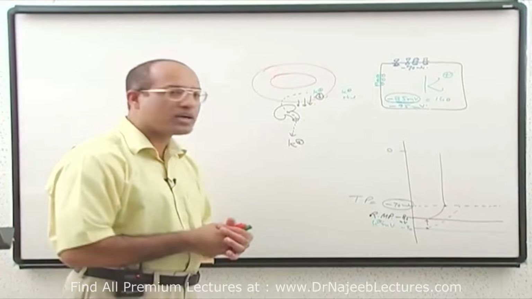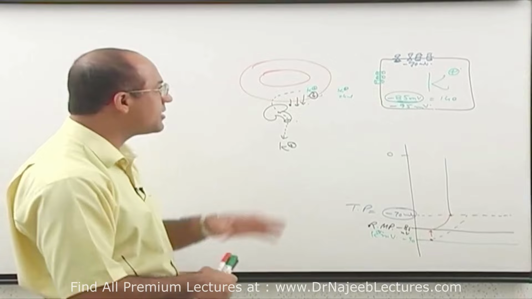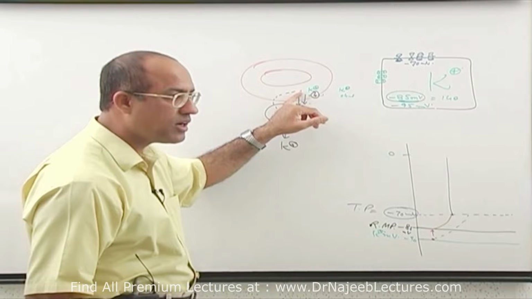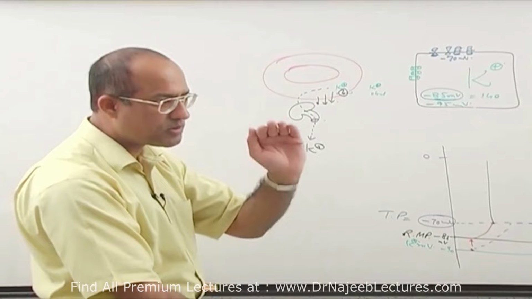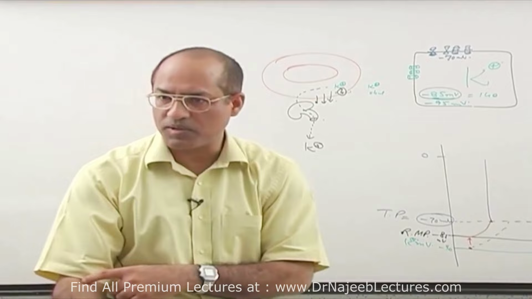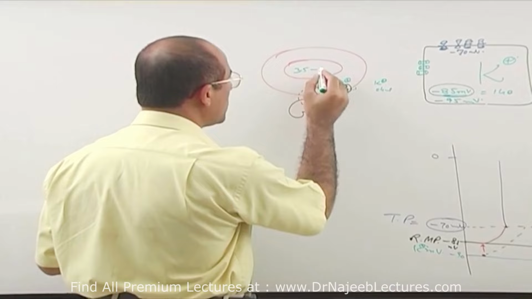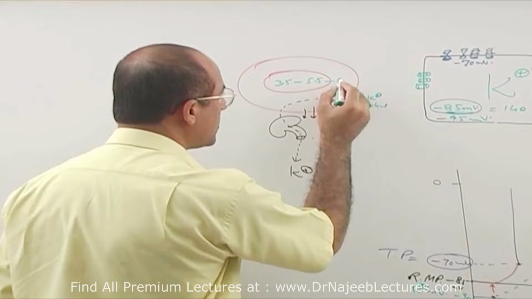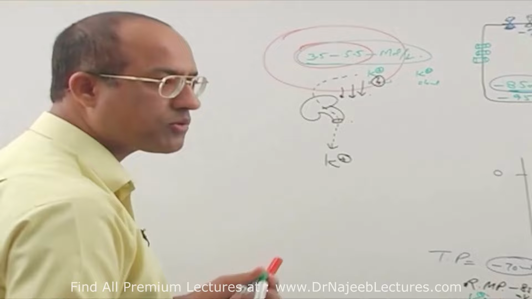Now we do another experiment. Someone develops hyperkalemia. Kalemia means potassium in the blood. It is not referring to the potassium in the cell, because we take the blood sample. Hypokalemia means the potassium is less in the blood, less than normal. Hyperkalemia means potassium is more than normal. What is the normal value of potassium anyway? Not in the cell, in the blood. 3.5 to 5.5 milliequivalents, or millimoles, per liter. This value you should know as you know the names of your very close friends.